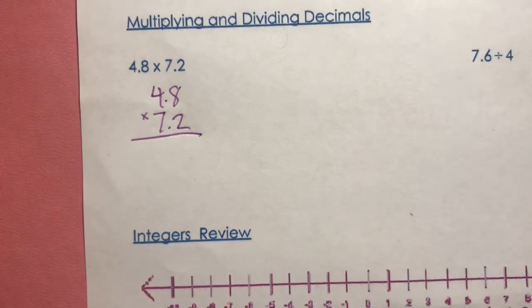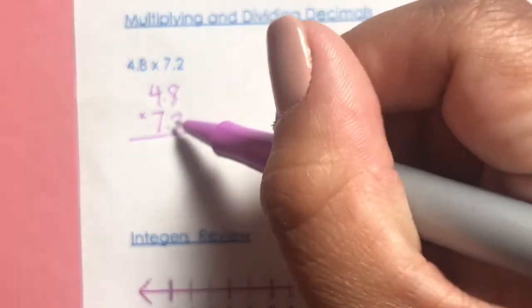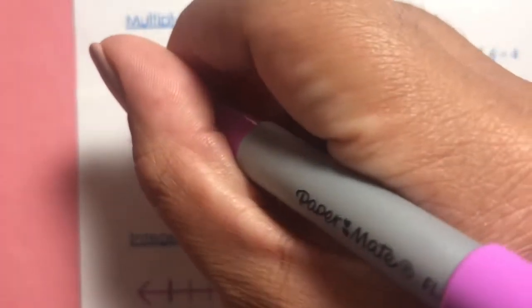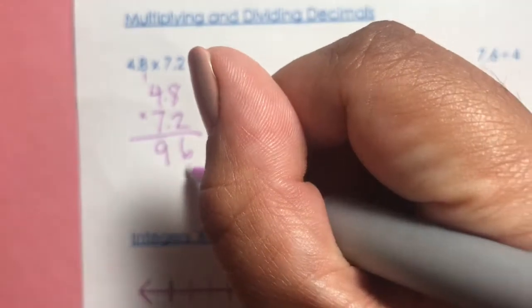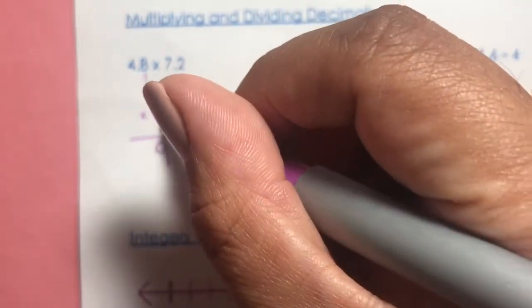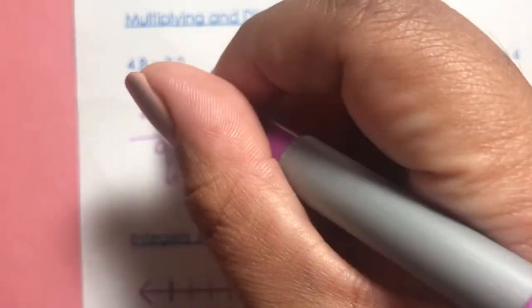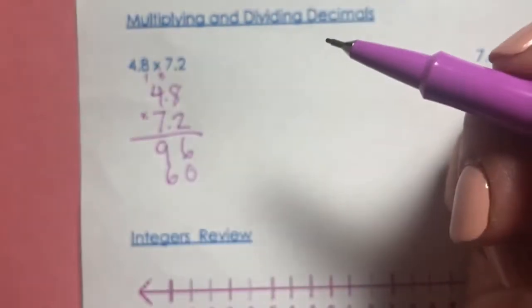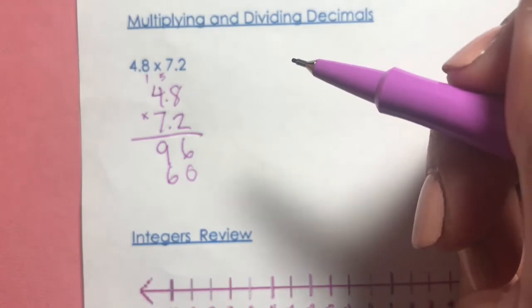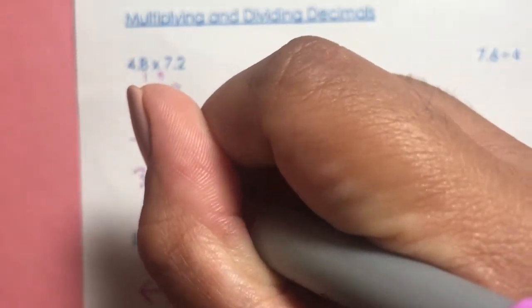And you're going to multiply just like any other numbers. So you have 8 times 2, which is 16. 4 times 2 is 8, plus 1 is 9. Then you gotta put a 0 here. Then 7 times 8 is 56. Put the 5 here. 4 times 7 is 28. 28 plus 5 is 33.